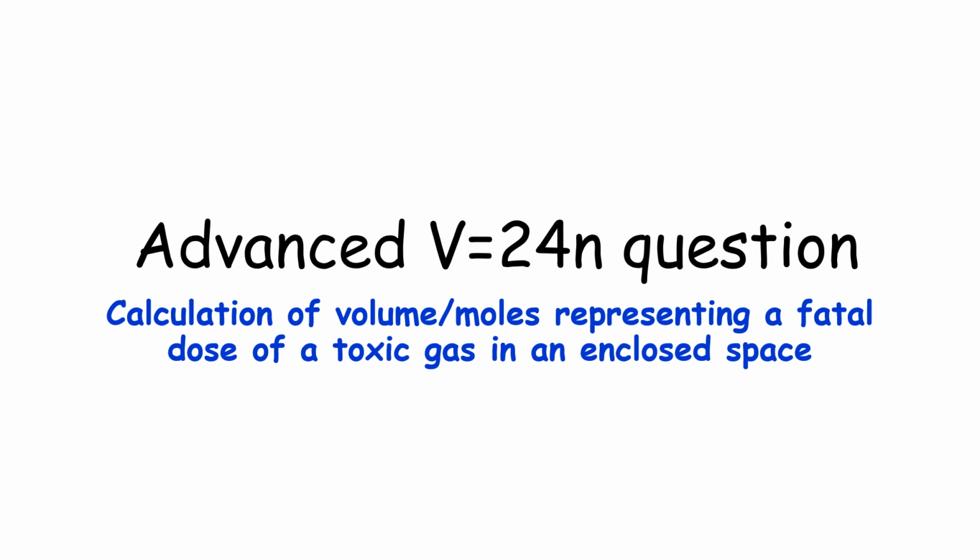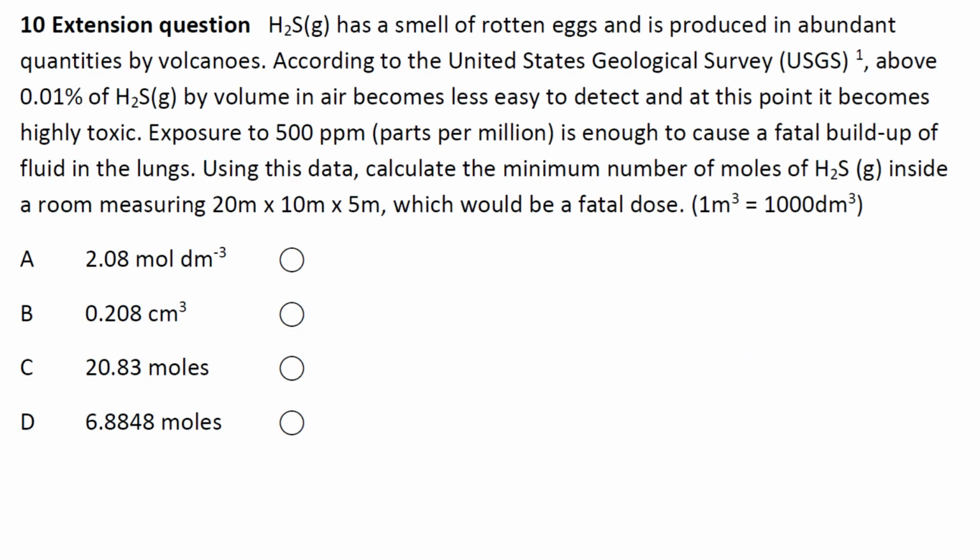It's a calculation of volume in moles representing a fatal dose of a toxic gas, hydrogen sulfide, in an enclosed space. So it tells you that hydrogen sulfide has a smell of rotten eggs because it is produced by rotten eggs. It's also produced in abundant quantities by volcanoes. So according to the United States Geological Survey, above 0.01% of hydrogen sulfide gas by volume in air becomes less easy to detect, and at this point it becomes toxic.